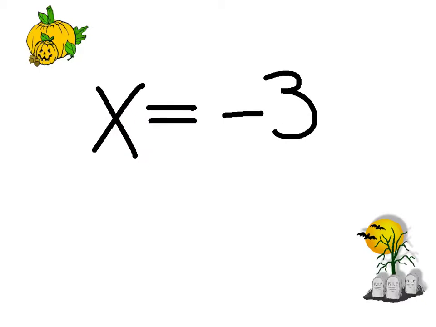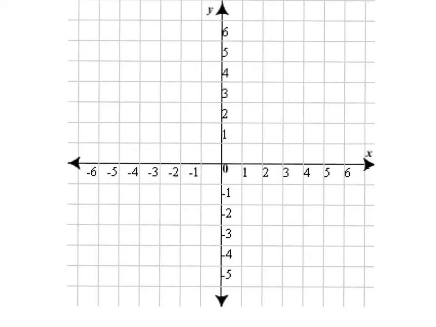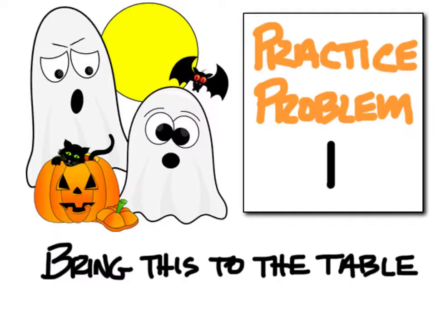For the second example, we have x is equal to negative 3. So we have our graph. We plot our point at x is equal to negative 3. No matter what y is, x is always going to be equal to negative 3. So our line is just going to be vertical. Any questions?